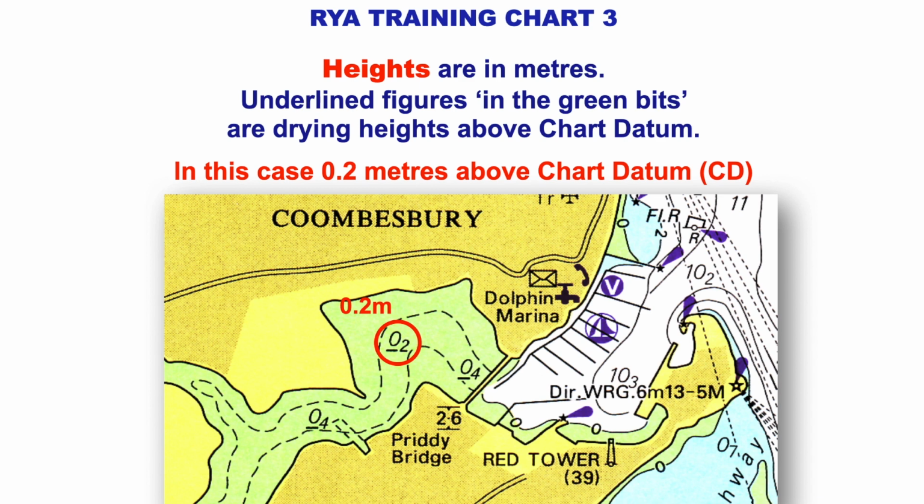So if we came here at chart datum, this piece of land in this creek will be sticking up 0.2 meters. If we had a tidal height of 0.2 meters, it would just be about covered. If we have a tidal height of 1.2 meters, we would have 1 meter of tide there.